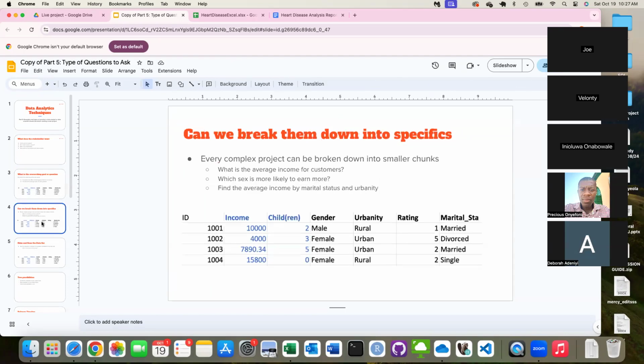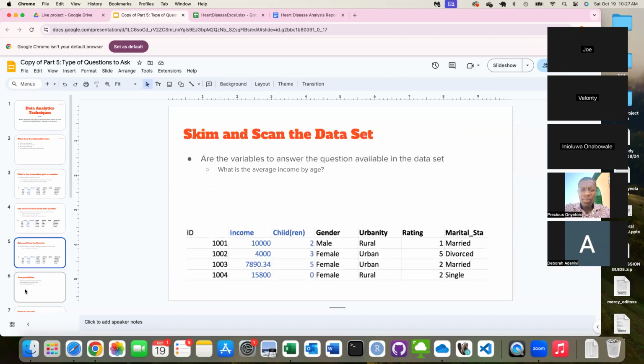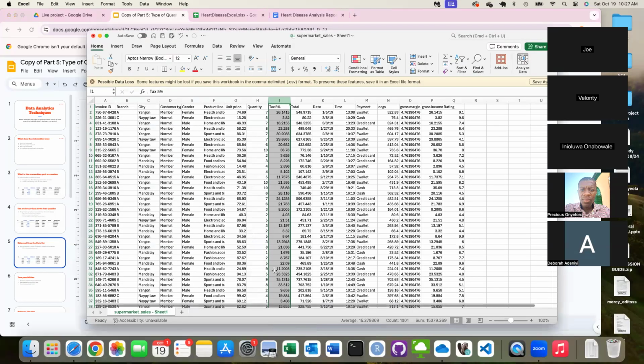So can we break the question into more specifics? Just breaking down the question, skim and scan the data set. Before you are afraid that there is so much information, with a lot of columns and rows, just try to quickly skim and scan through the data set.